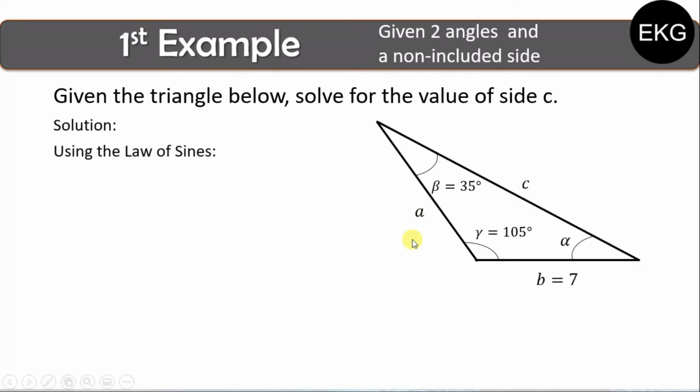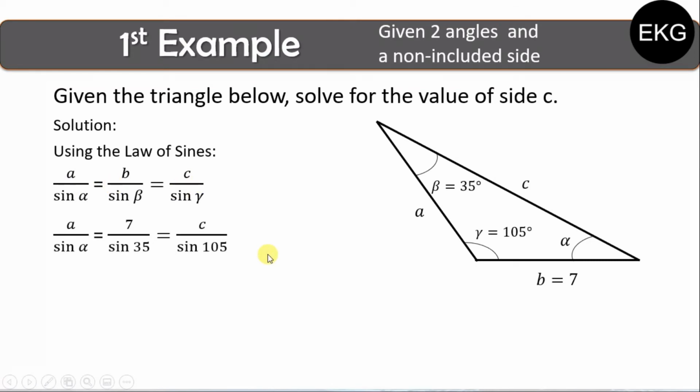Now, for the solution, using the law of sines, so again, ito yung general formula natin, substituting the values, okay? So yung B, tingnan natin dito, B is equal to 7, so sinubstitute lang natin dito, beta is 35 degrees, okay? Then yung C, di pa natin alam, sine gamma, gamma is 105 degrees, okay? Now, kung mapapansin nyo dito, wala tayong value ng side A, wala din tayong value ng angle na alpha. So, pwede natin itong hindi gamitin sa ngayon. Okay? So, hindi natin gamitin muna yun. We focus on these two parts of the general equation.